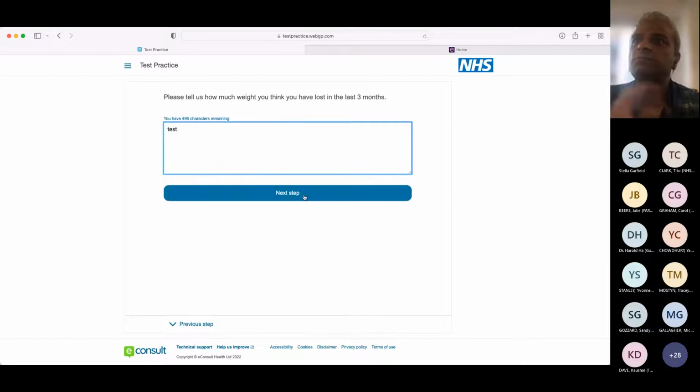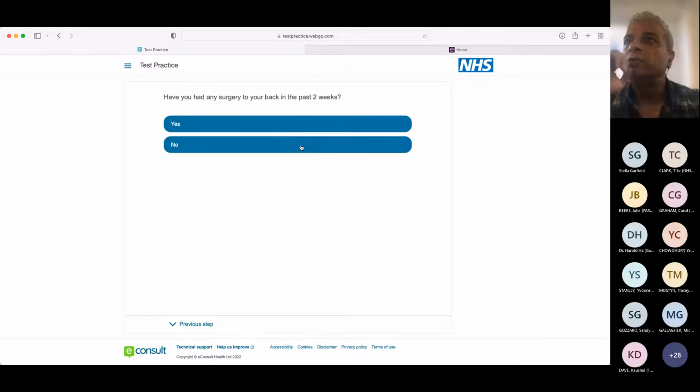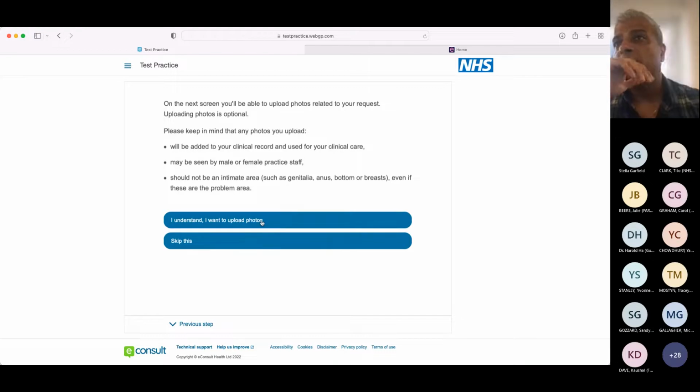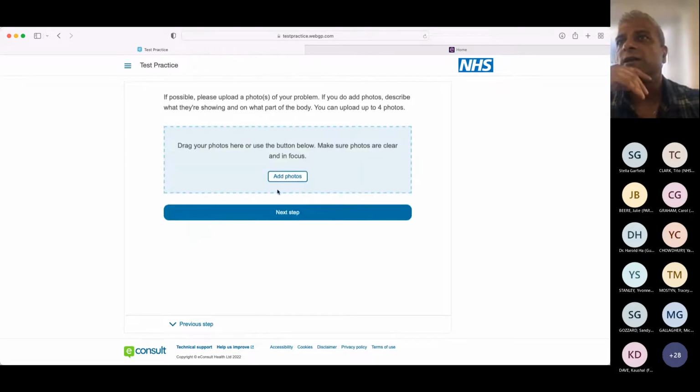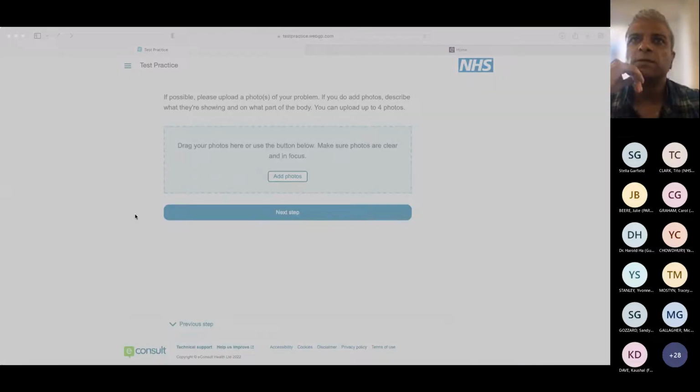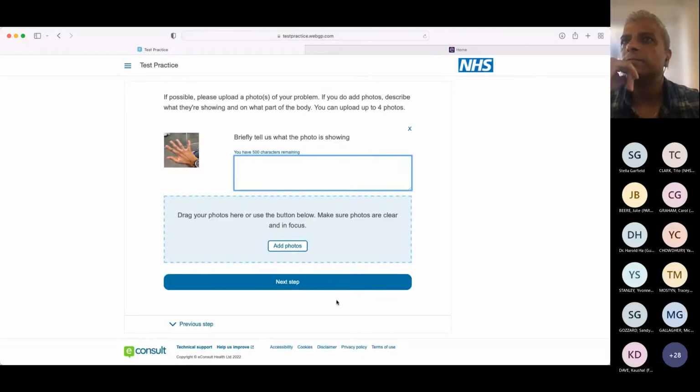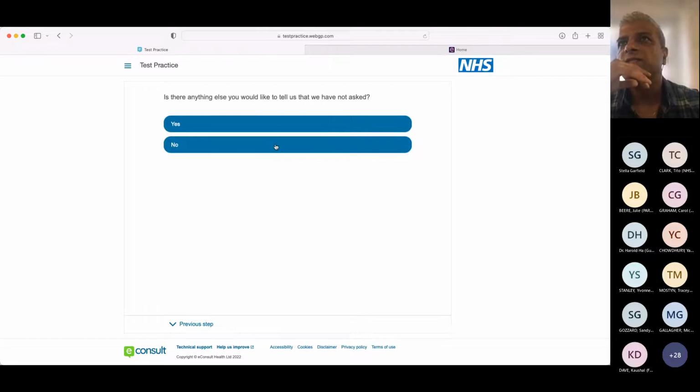And again, I'll just put test. But no surgery. I want to upload a photo. I've got photo disclaimers here. So I'll attach a photo that's just stored within my desktop. Use this one. And again, just a description, just dummy data. Anything else I'd like to add?